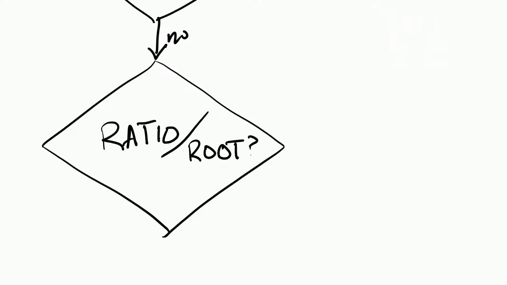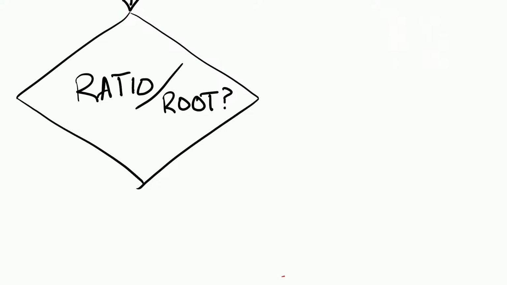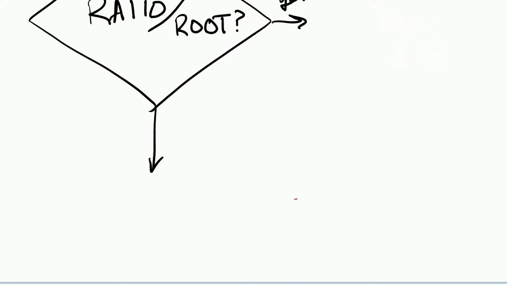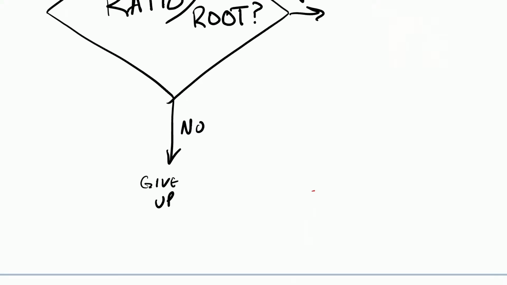So ratio or root test. It's kind of the test of last resort. If you can't do anything easy, you might as well do this because it isn't terrible, but it's not super easy. So we'll do that next week. So that's later, and that's pretty much it. So here we go. This is yes, and if it's a no, then you give up. So this is like the last resort down here.